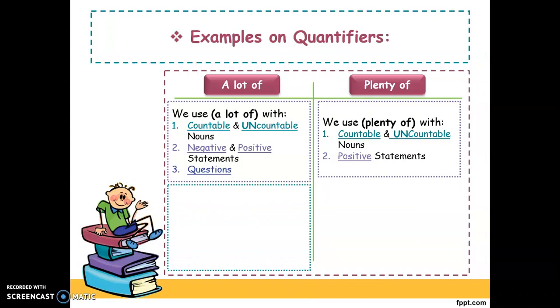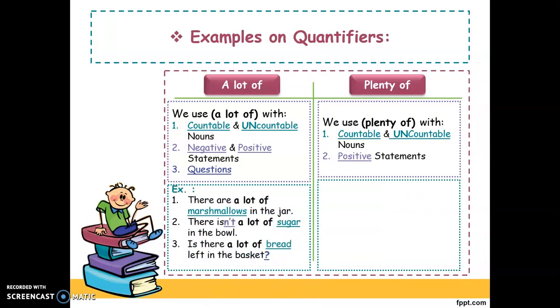So basically, plenty of and a lot of have two things in common. We can use them with, number 1, both countable and uncountable nouns, and we can also use plenty of and a lot of with positive statements. Let's take a look at examples of sentences using the quantifier a lot of.